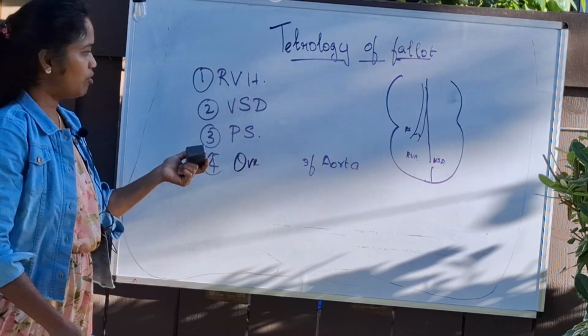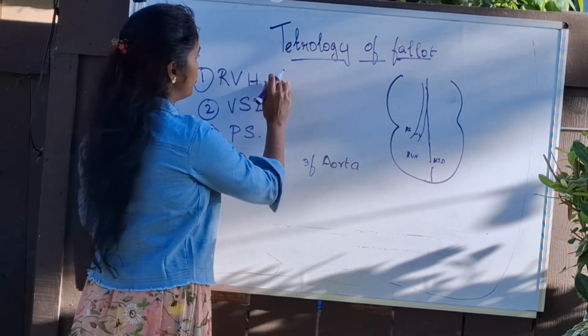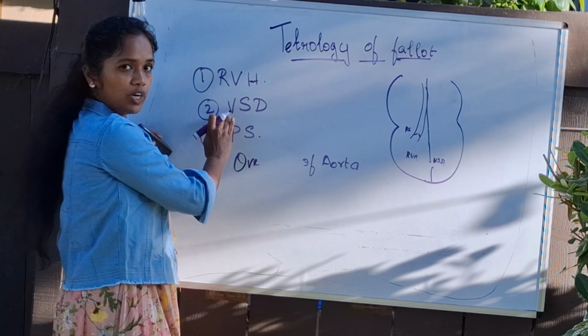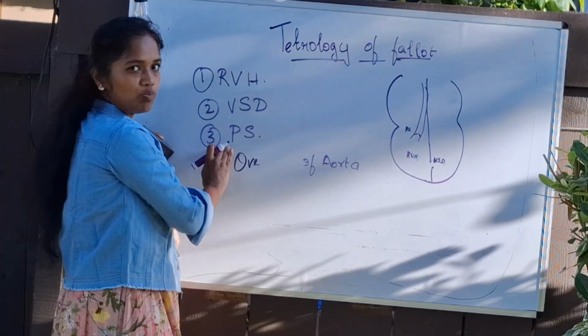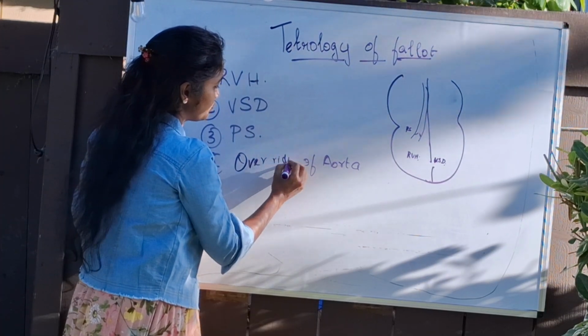Hello everyone, today we are going to see about the tetralogy of Fallot. Here, what are the four components of tetralogy of Fallot? First one is right ventricular hypertrophy, second one is ventricular septal defect, and the third one is pulmonary stenosis. The fourth one is overriding of aorta.